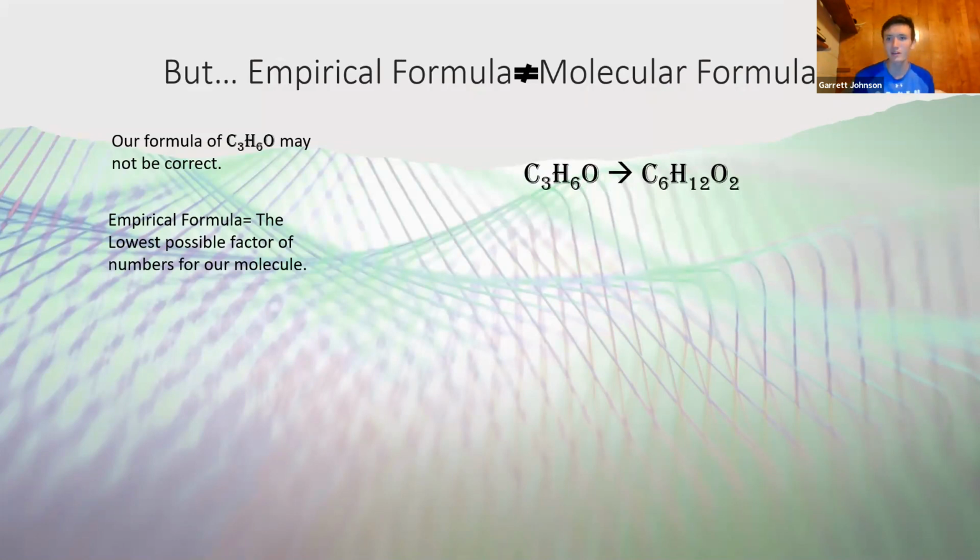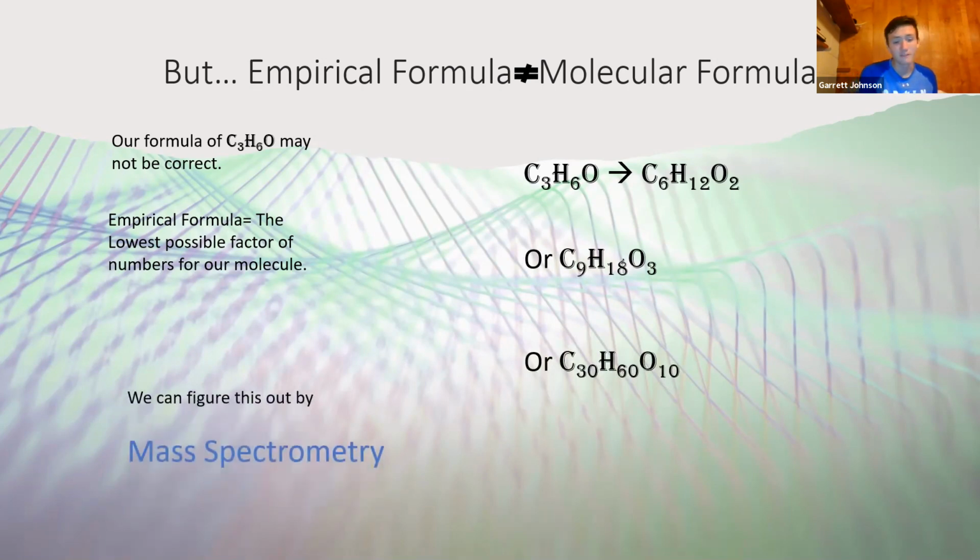Very lowest numbers. We don't know the molecular mass of it, so we don't know the molecular formula. All we know is the empirical. Another option could be C9H18O3 or C30H60O10. It just could keep getting bigger. We don't know. But we can figure this out by mass spectrometry.